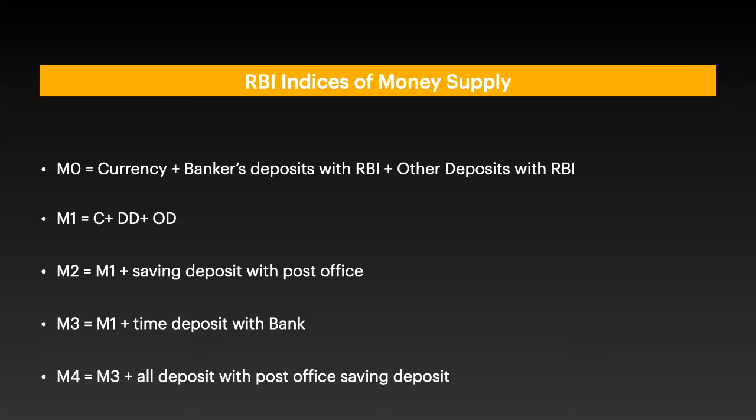Other deposits with RBI include net Reserve Bank credit to the government, Reserve Bank credit to the commercial sector, Reserve Bank claims on banks, plus Reserve Bank's net foreign assets, plus government's currency liabilities to the public, minus Reserve Bank's net non-monetary liabilities. M1, which we are more concerned with, comprises currency with public, demand deposits with banking system and other deposits with RBI.